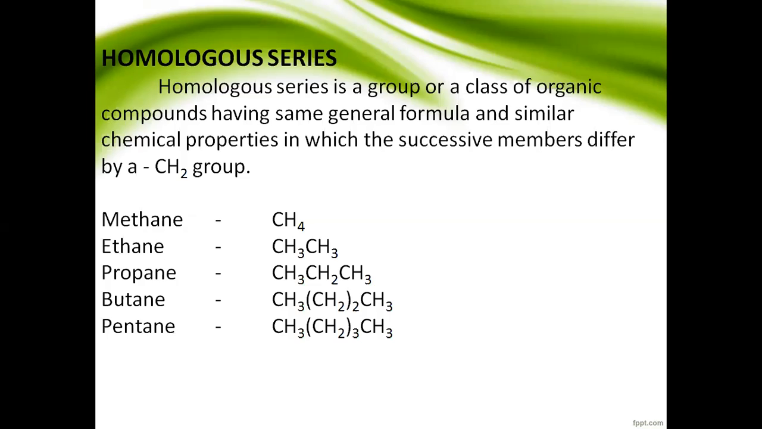That is a homologous series. For example, methane, ethane, propane, butane, pentane. Methane is CH4. Ethane is CH3CH3, so one CH2 is extra; it differs from methane by CH2. So it is a homologous series. The next, propane, CH3CH2CH3: one CH2 differs between ethane and propane. The next one is butane, CH3CH2CH2CH3.